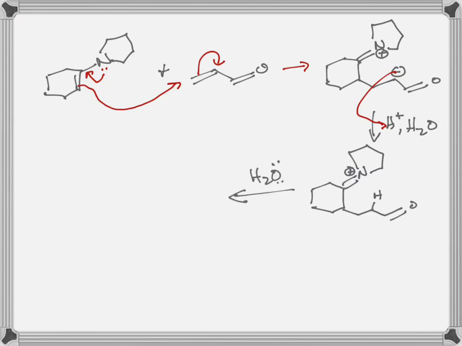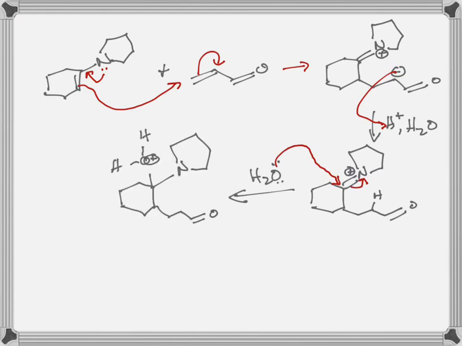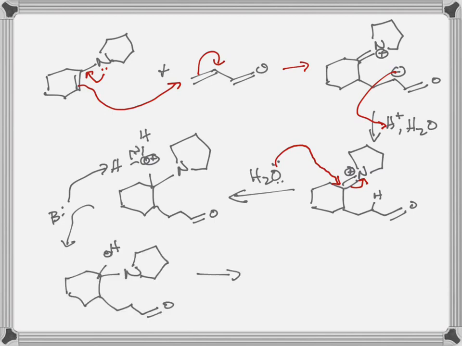So the water attacks the carbon adjacent to the nitrogen, and now we have this intermediate that's got both the nitrogen and the oxygen, but it's positively charged because there's two hydrogens on the oxygen. So the next thing that happens is we deprotonate the oxygen to give us the OH. Proton on, something happens, proton off.